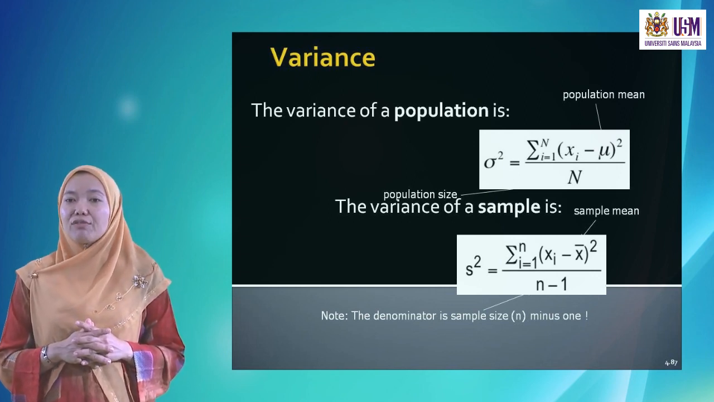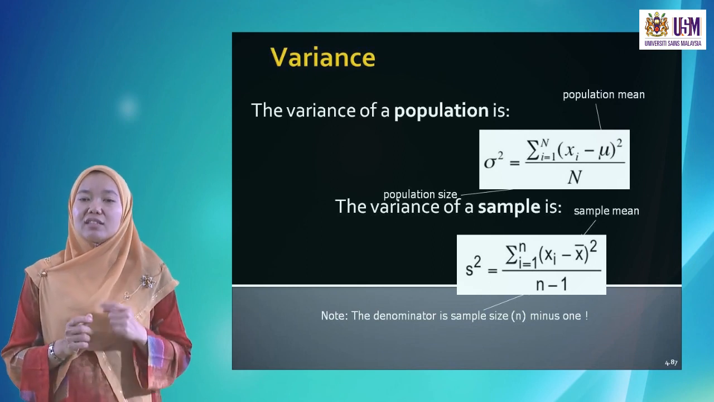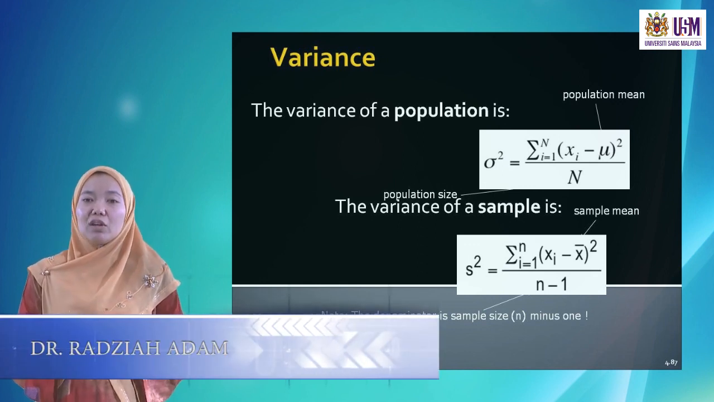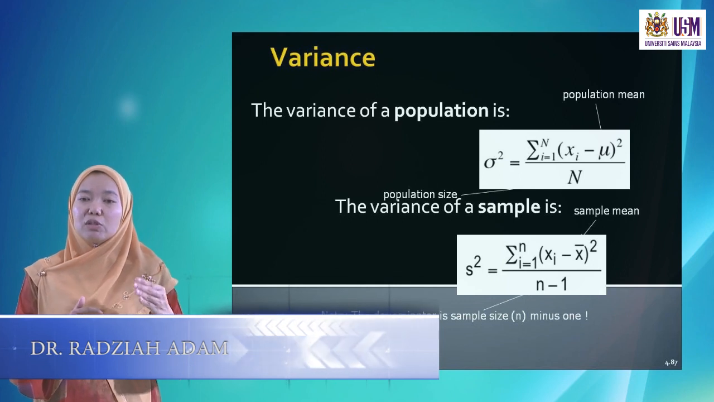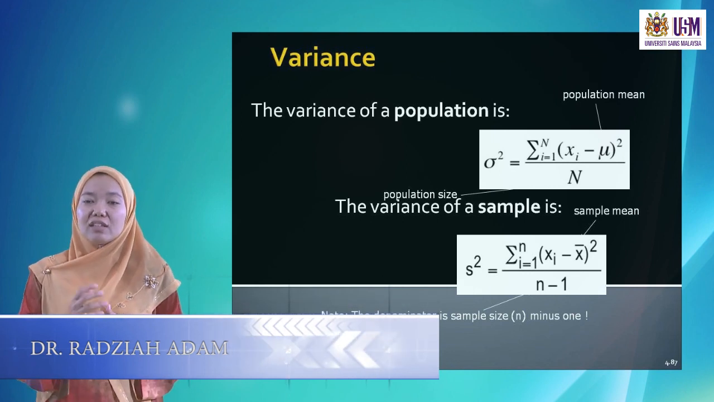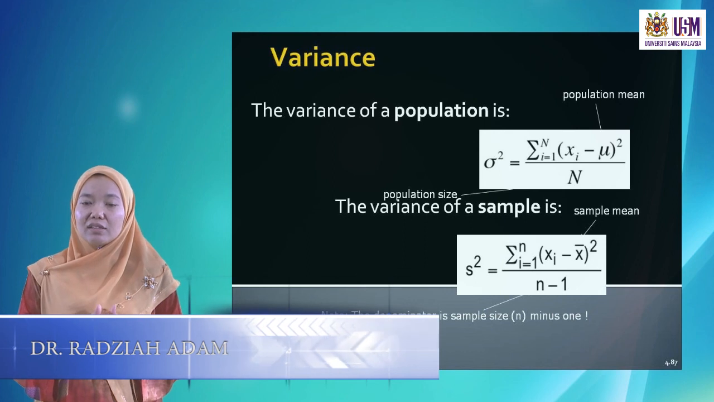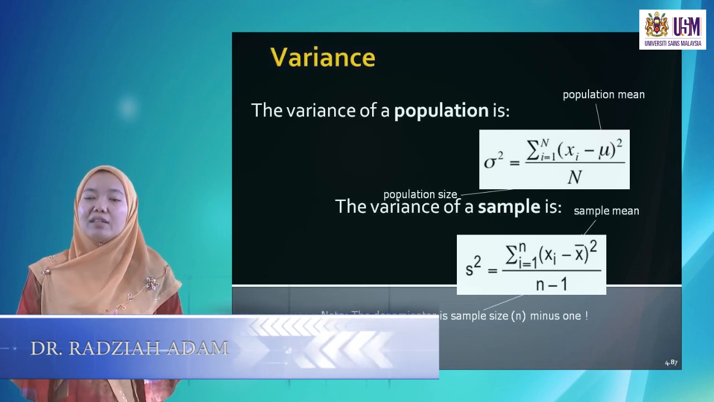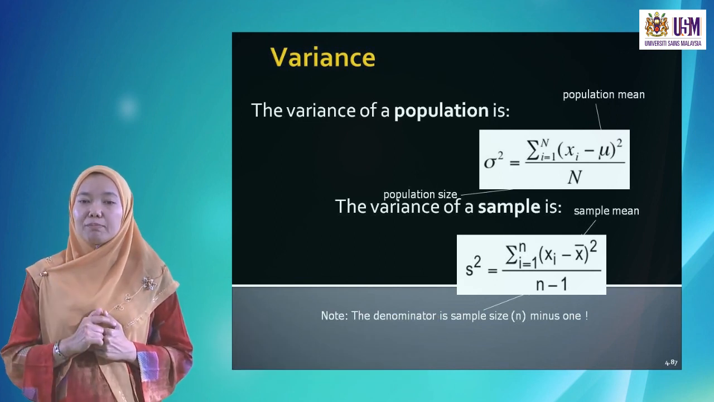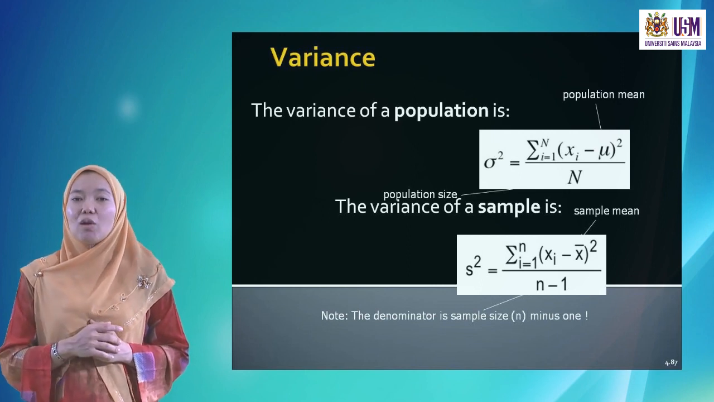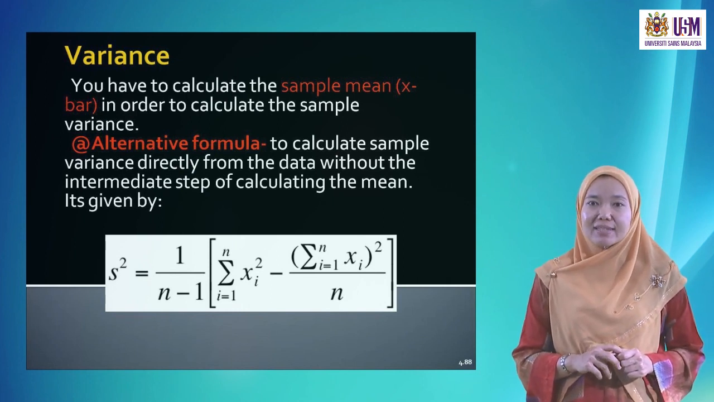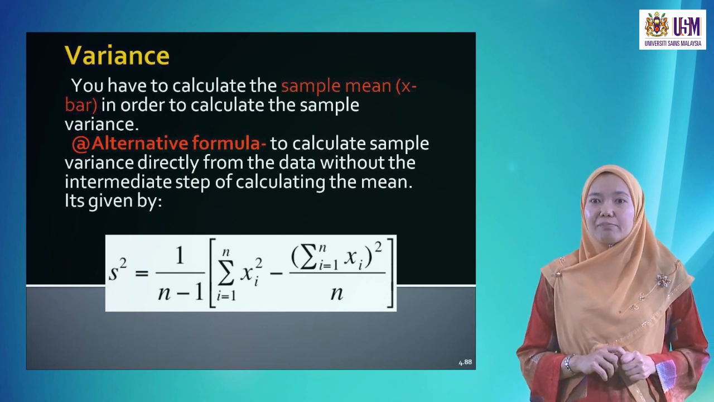When it comes to the variance of a sample, it's more or less the same formula, we just need to tweak the symbol a little bit. So instead of sigma square, we have s square. What you need to do is find the distance between each observation and the sample mean, x bar. You square the distance, add all the squared distances together, and divide by the number of observations minus 1, because this is for a small sample. Take note, for a sample, the denominator is n minus 1. In order to calculate variance, first you have to calculate the sample mean, x bar. Only then can you calculate the sample variance.